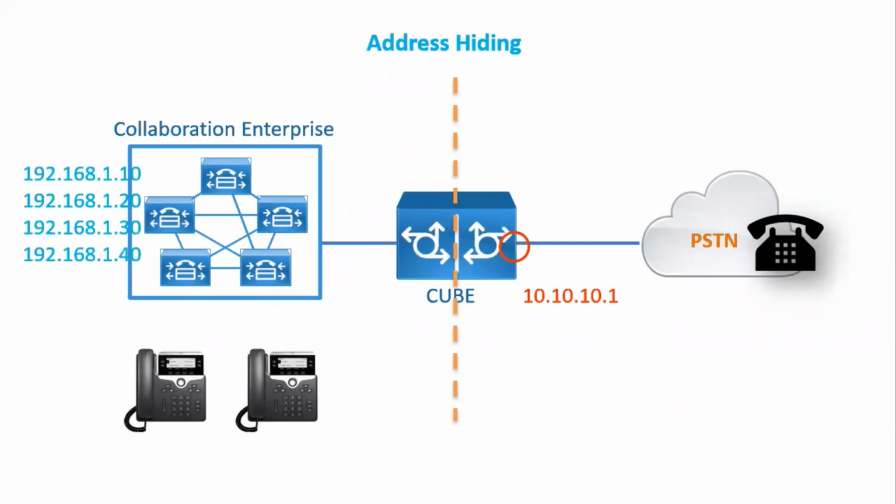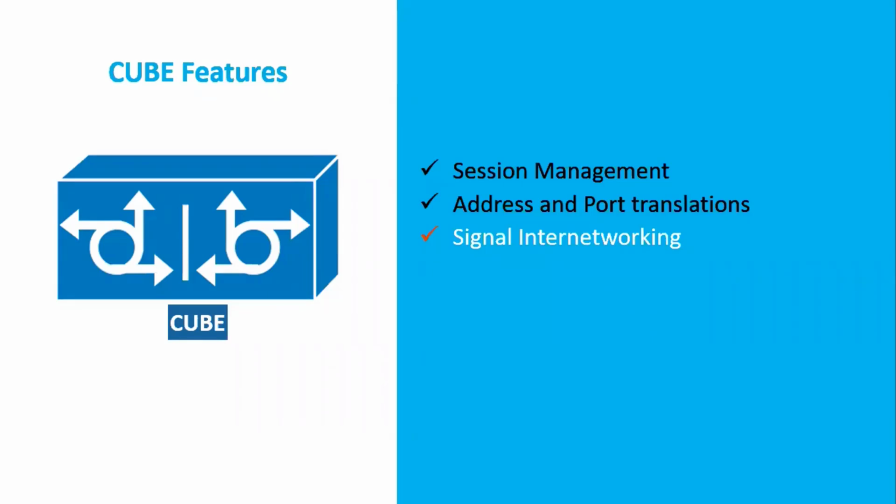IP addresses could be like your Cisco Unified Communication applications like Call Manager server, the voicemail server, the contact center servers, the switches, the internal routers, maybe the IP phones' IP addresses. Everything is not revealed to the outside world. We talked about session management, address and port translations.